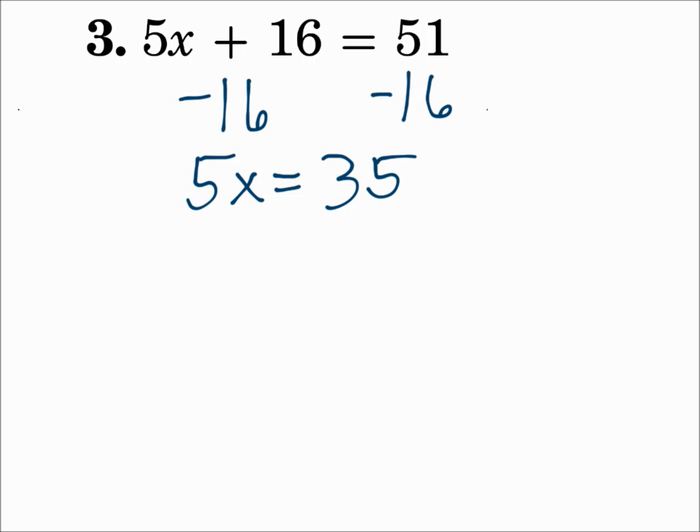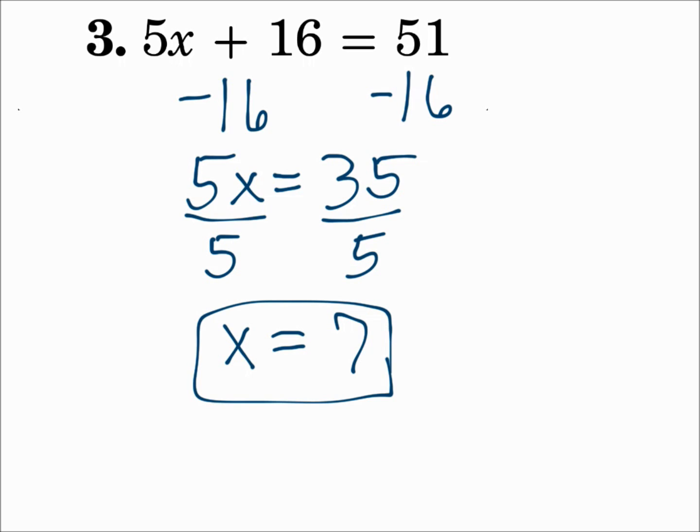Now multiply or divide. That's a 5 times x. Do the opposite and divide both sides by 5. 5's cancel on the left, and 35 divided by 5 is 7.